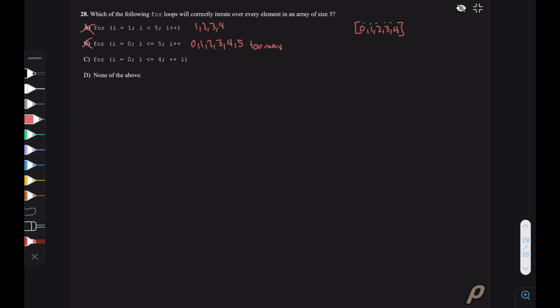But if we see here, we're going outside the bounds of the array, so we're actually going to run into issues. So this is too many. So that's not correct. What about C? C, we start at 0, then we go to 1, 2, 3, 4, since we're including 4, then we stop because 5 is now bigger than 4. And that's exactly the range we are looking for, as those are all the indices of this array of size 5. So this is our correct answer. So C is correct.